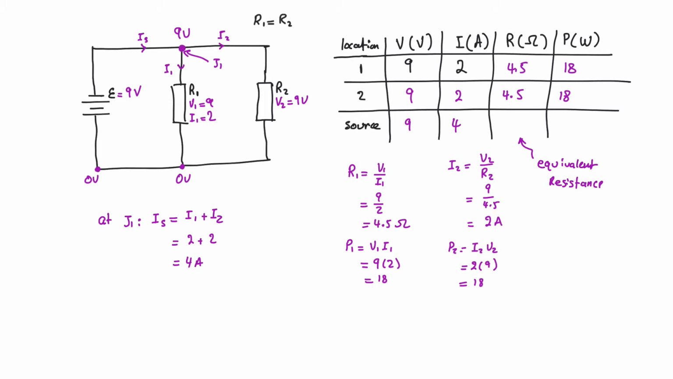But to find the equivalent resistance, all we have to do is say that the resistance from the source, or the equivalent, I'll just write equivalent here, is going to equal V source over I source, which is 9 over 4, which is going to be 2.25.